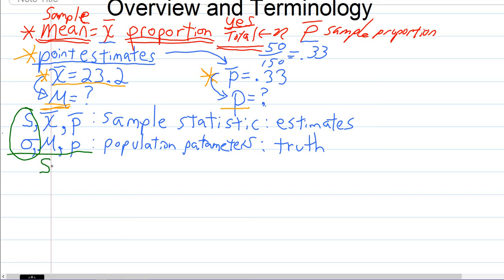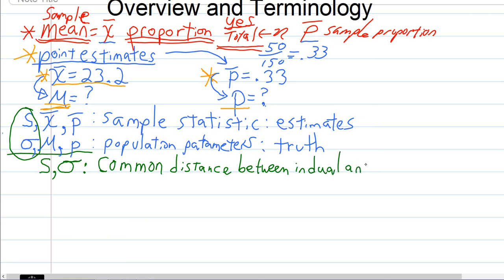And whether it's a sample standard deviation, that's an estimate, or a population standard deviation, that's the truth, that's the real deal, what the standard deviation is trying to tell us is a common distance that an individual in that population is going to be. So here's the way I think about it. A common distance between an individual that we randomly select and the mean, right? The population mean, or the sample mean. Either way you can think about it.